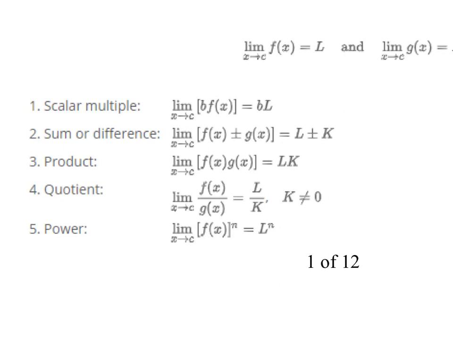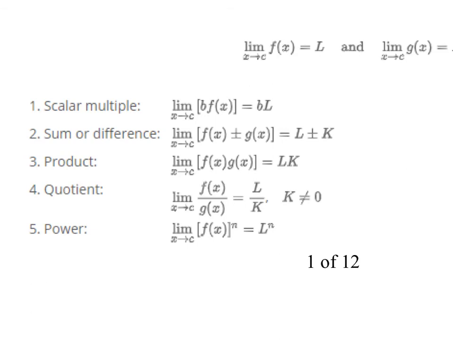Number 3 is the product rule. It says the limit as x approaches c of f of x times g of x equals L times k. What that's saying is find the limit of f of x, find the limit of g of x, and then just multiply them together. So what this is formally saying is the limit of the product is the product of the limits. Let me say that again. The limit of the product is the product of the limits.